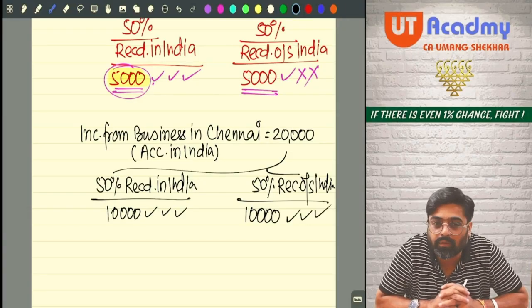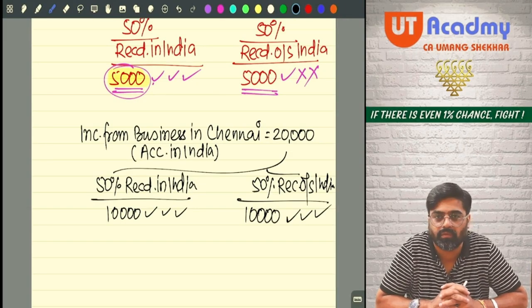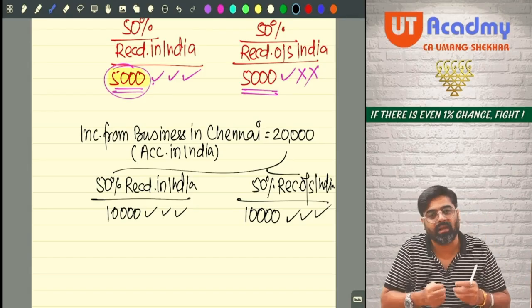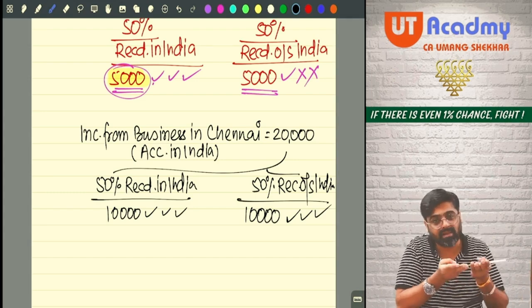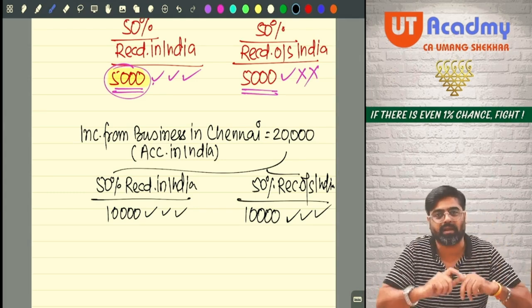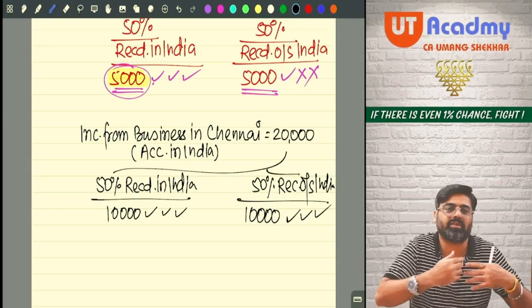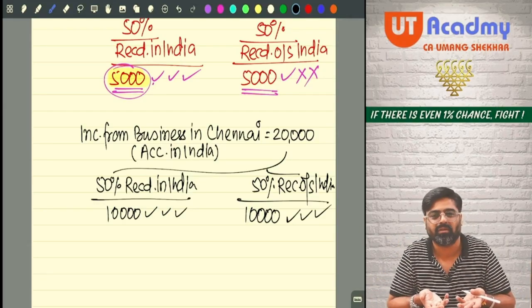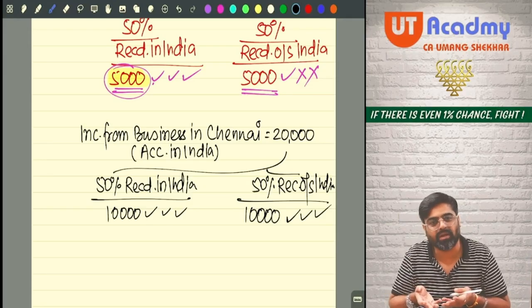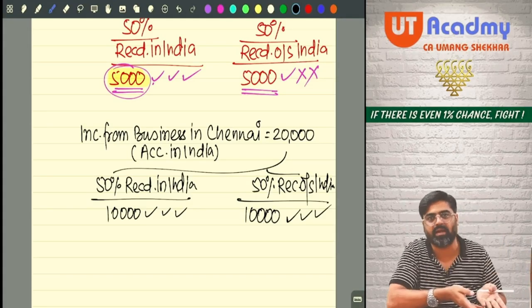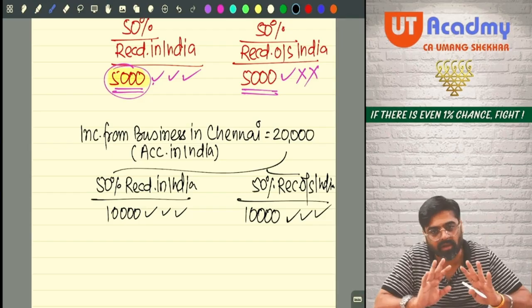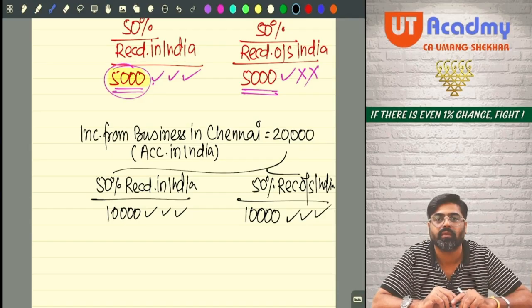They are deliberately doing all those things to make you confused. 50% received in India, what difference will it make? If the business is in India, the entire income gets accrued in India, and if the entire income is accrued in India, the entire income is my Indian income. The entire 20,000 is taxable. Whatever I receive in India is also accrued in India, and whatever I receive outside India was also accrued in India. So that entire amount is taxable for me as Indian income.